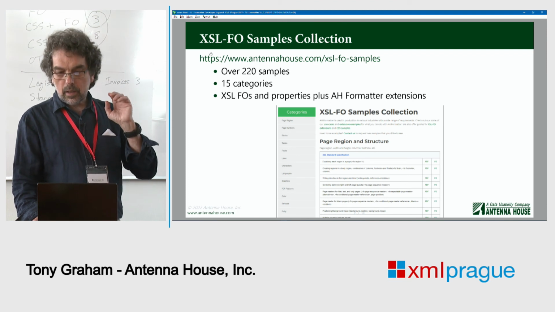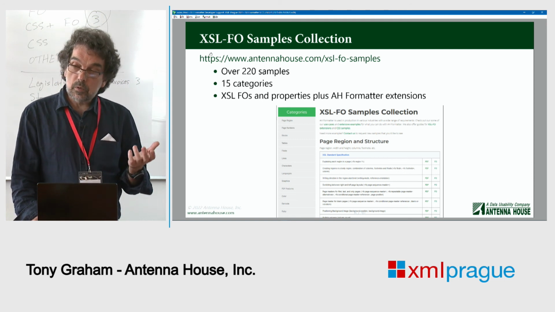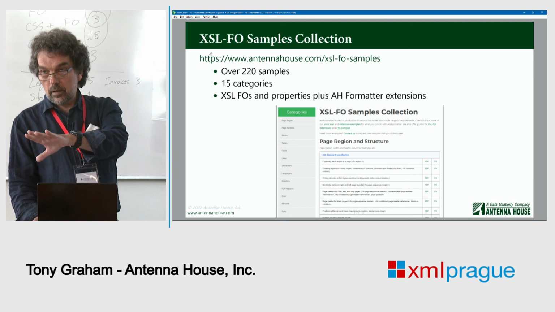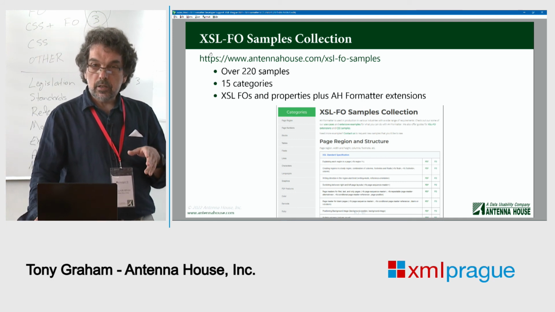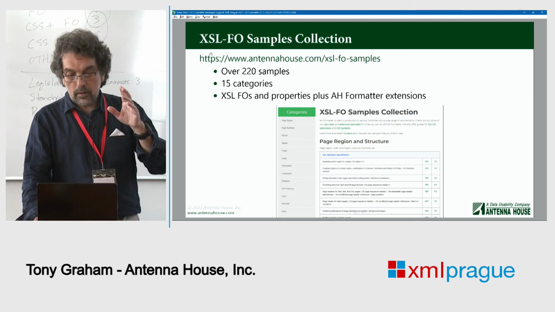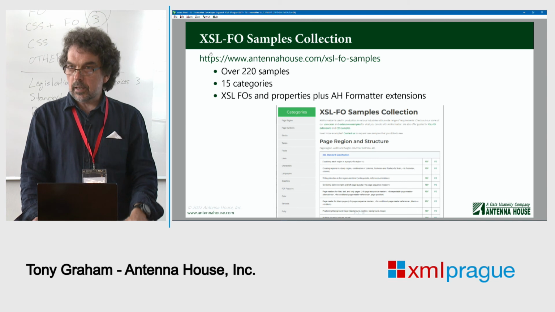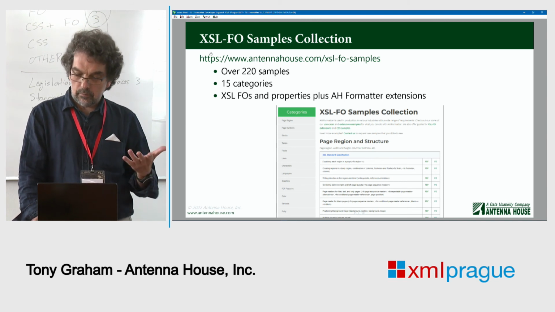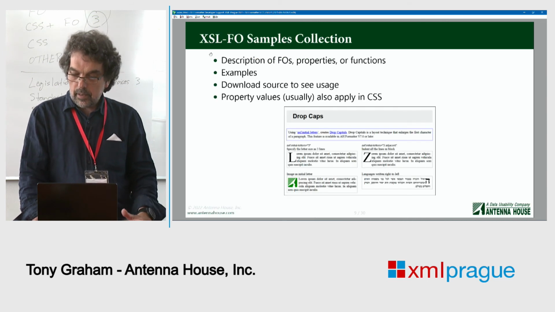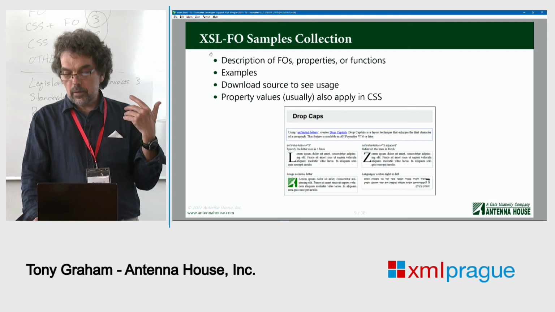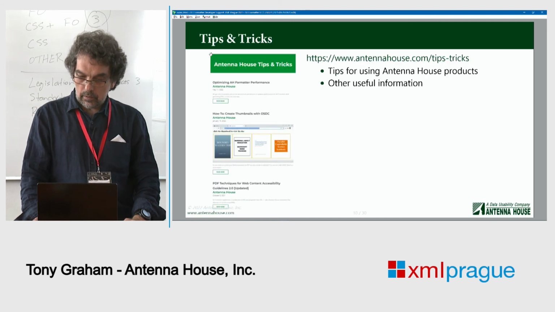As I said, there's the samples collection, which I counted these, and I was surprised there's over 220 samples for different aspects of standard FO formatting objects and properties, as well as Antenna House extensions. If you're a CSS user, a lot of these properties work exactly the same way between XSL-FO and CSS, so ignore the fact that the properties are in attributes, they still work the same way. With the sample collection, you can look at a formatted PDF to get an idea of what happens. You can look at the source to see how they're used.